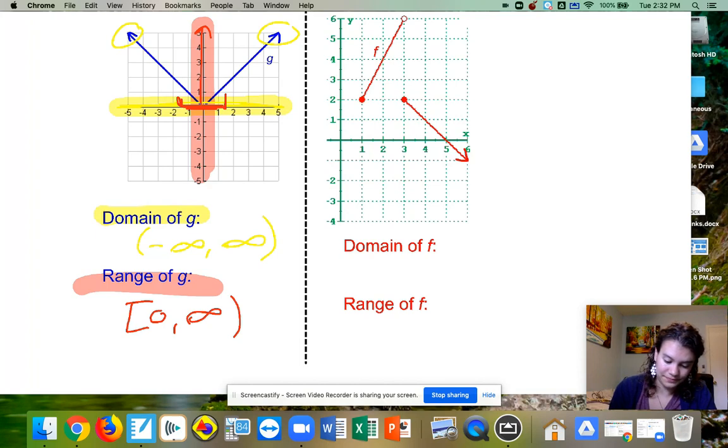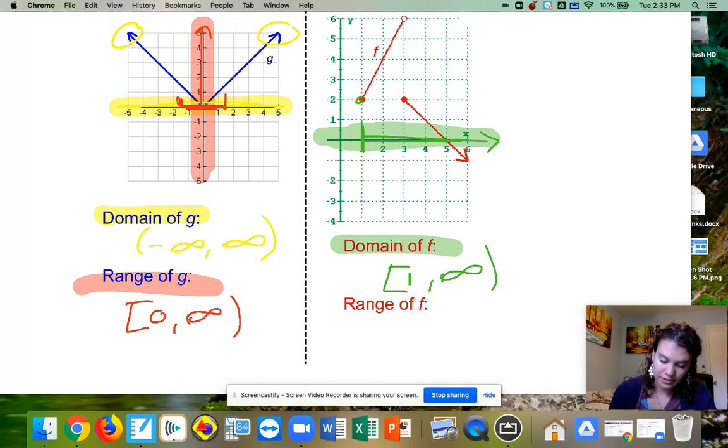Next example, if we're looking at the domain, we want to figure out, again, what x values we are talking about. Here we start x right there, and then we keep going because there's an arrow. So we're going to start at 1, and we have a value right at 1, so we have a square bracket, and then we're going on to infinity. If we're looking at the range, we want to figure out what y values you are touching.